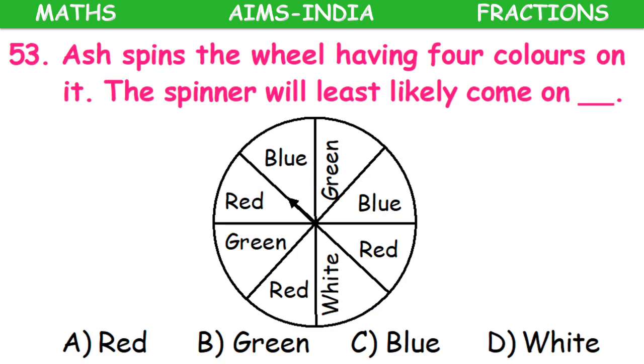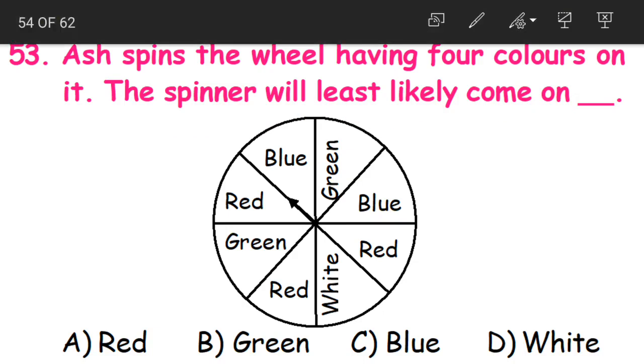Next question. Ash spins the wheel having 4 colors on it. The spinner will least likely come on. Now here can you see the different colors, children? Yes. So what are they having? Ash, what did she do? She spun the wheel. Now which the spinner will least likely come on. That means this arrow will come least likely on. So we need to find out the color that is the least here.